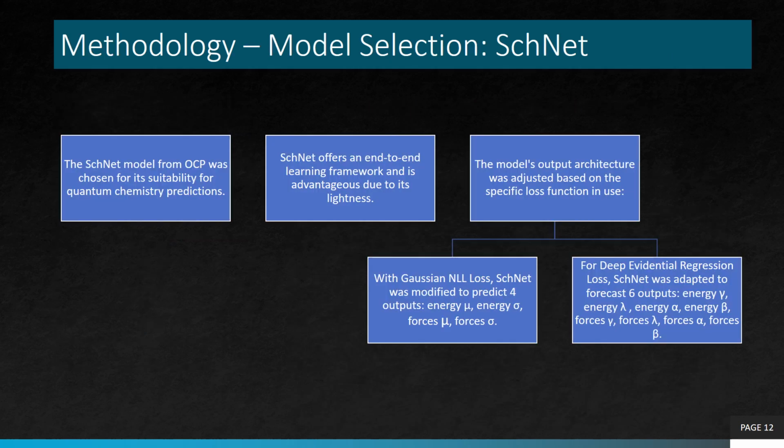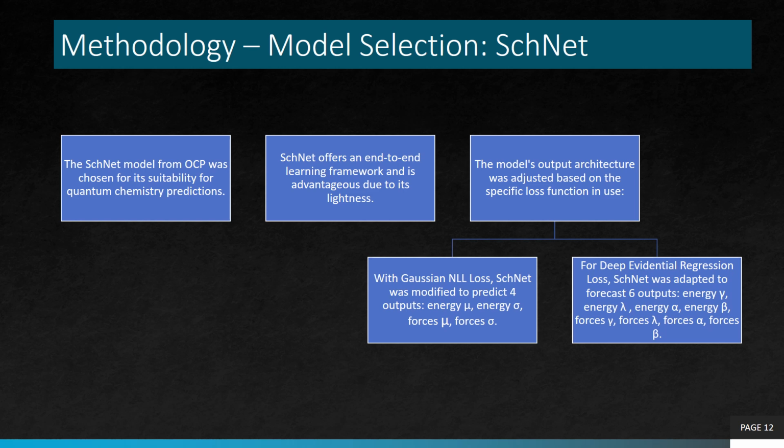Now onto the model selection process, whereby we use a SchNet from the OCP repository. SchNet is one of the lightest models and helps in faster training time. The model output was modified according to the specific loss function in use. For example, when using the Gaussian negative likelihood loss, SchNet was modified to predict 4 outputs, which are the energy mean, the energy variance, forces mean, and forces variance.